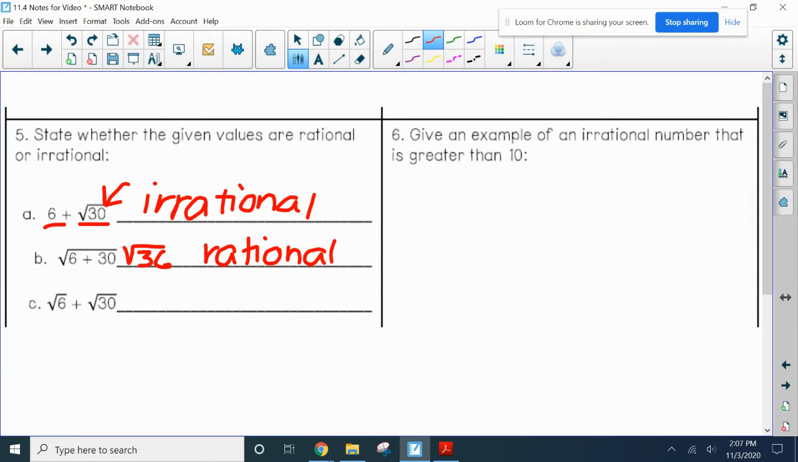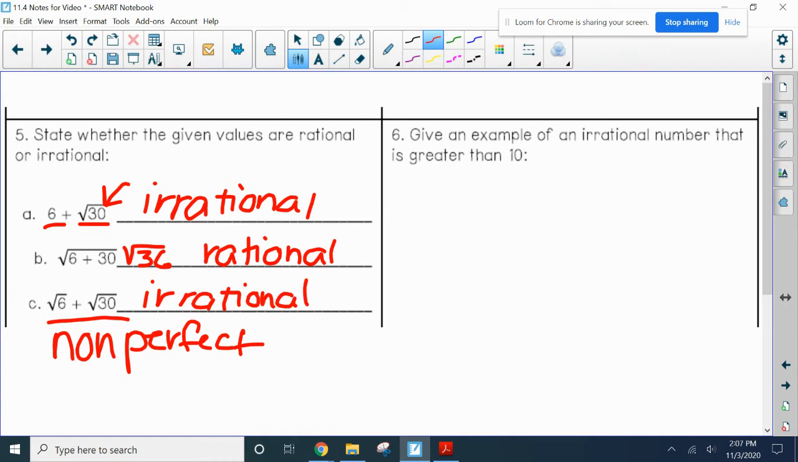This next one, before I can add the square root of 6 and the square root of 30, I have to pull them out. But can I pull them out nicely as the square root of 6 and the square root of 30? Are those perfect squares? No. So we're going to say that those are irrational because they are non-perfect, just like A had the square root of 30. We can't add them until we figure out what they are. What they are is irrational. You get 2 irrational numbers, and you've got an even bigger mess.